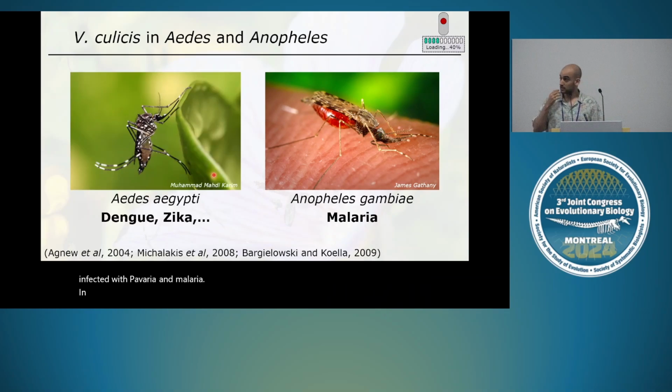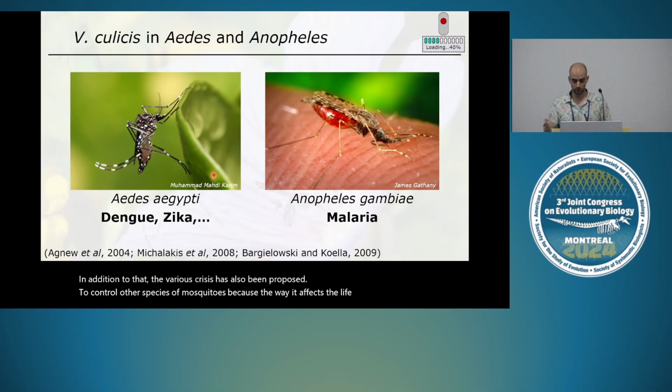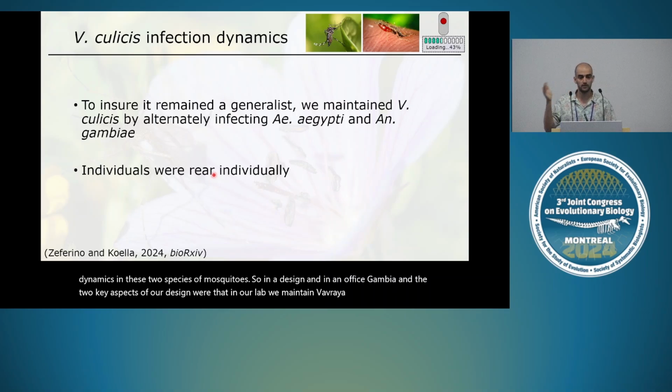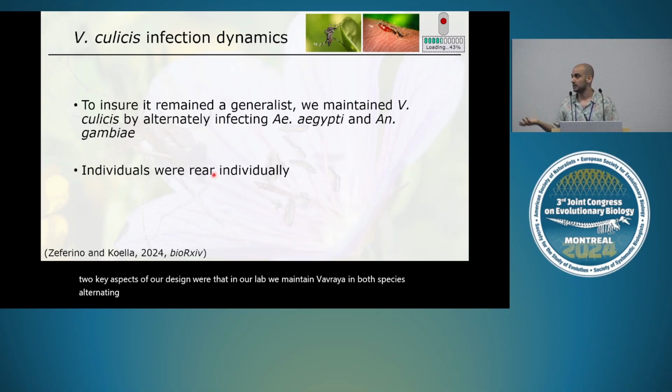In addition to that, Vavraia culicis has also been proposed to control other species of mosquitoes because of the way it affects the life history traits of these mosquitoes. And with that in mind, we have recently assessed Vavraia culicis infection dynamics in these two species of mosquitoes, so in Aedes aegypti and in Anopheles gambiae. And the two key aspects of our design were that in our lab, we maintain Vavraia in both species, alternatingly infecting Aedes aegypti and Anopheles gambiae to try to ensure it remains its generalist status.